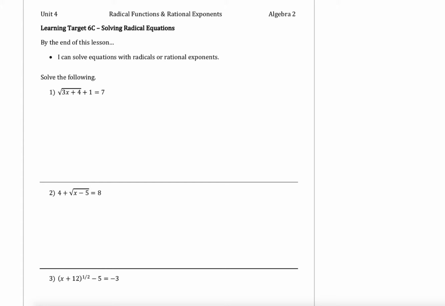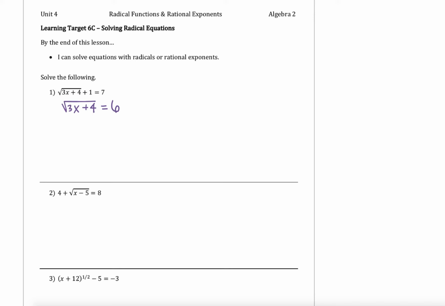Since the x is stuck inside the radical, I need to figure out how to get rid of that square root. So my first goal, before I can actually get the x by itself, is to first isolate the square root. To isolate the square root here, I'm going to subtract the 1 from the other side. So we get the square root of 3x plus 4 equals 6. And now I have my square root term isolated.